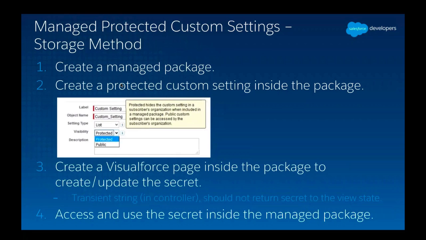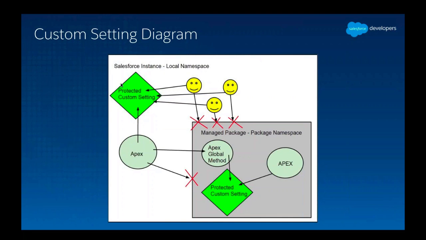So you need to create a managed package in a different org, maybe a developer's org, and then create a protected custom setting inside the package of that org, as shown here, and then create a Visualforce page inside the package to create and update the secret, and then access the secret inside the managed package only, and then make a call to that particular custom setting from your org, and I'm going to show you the demo for that as well. So let me clarify that with a very simple diagram here.